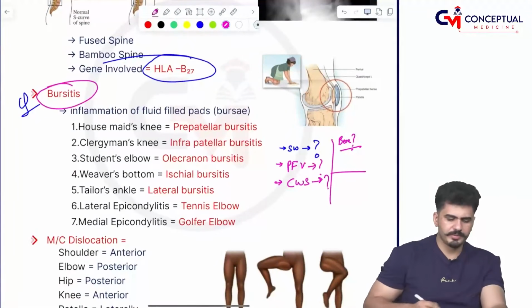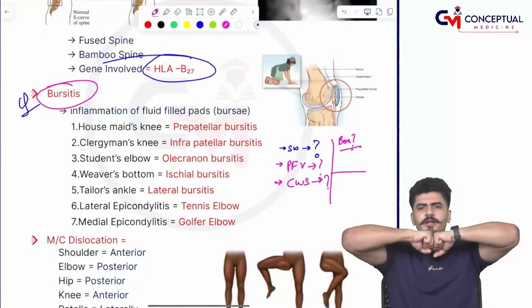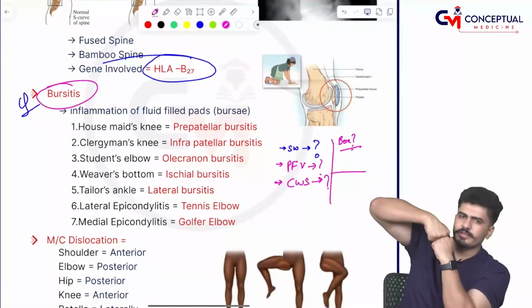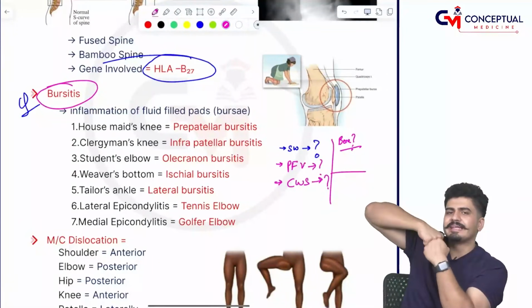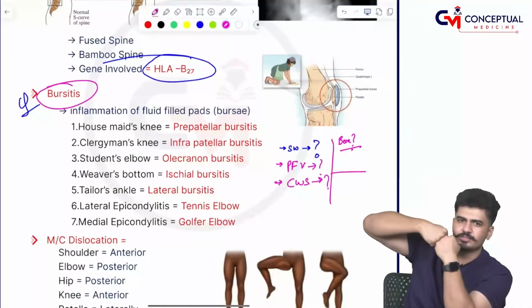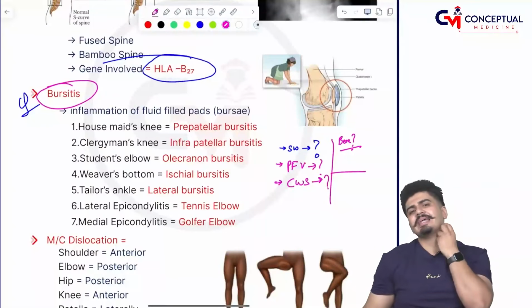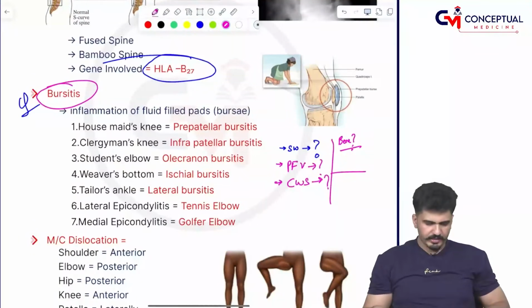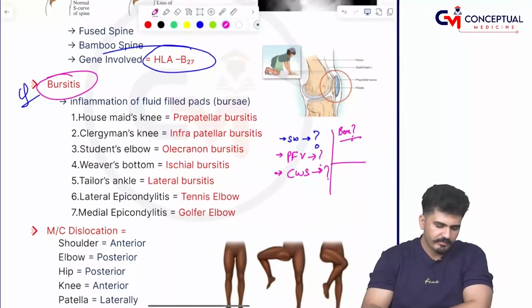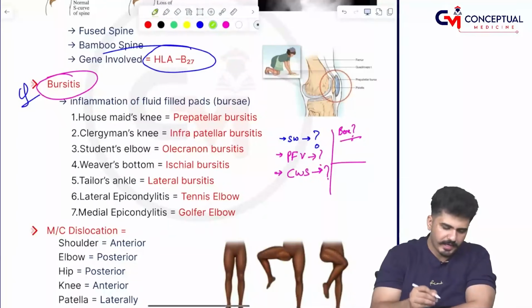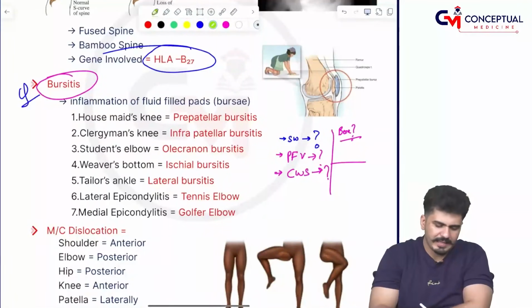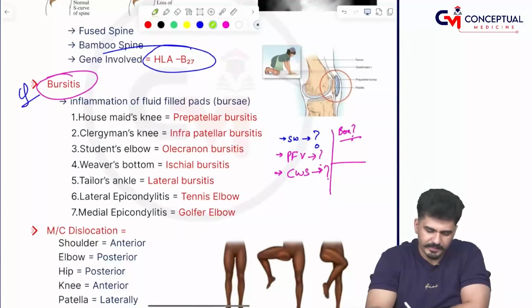Now let's talk about bursitis. What is bursitis? There are fluid-filled pads, and with age or inflammation, this fluid-filled pad degenerates. Because of degeneration, the two structures rub against each other, causing pain and inflammation. So what are the different types of bursitis? First of all, housemaid's knee. Housemaid's knee is prepatellar bursitis. This is the patella, sir.